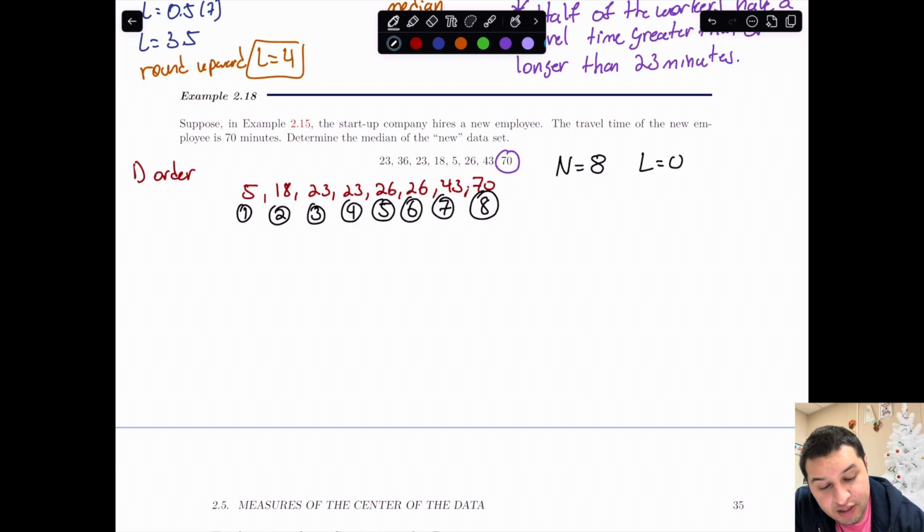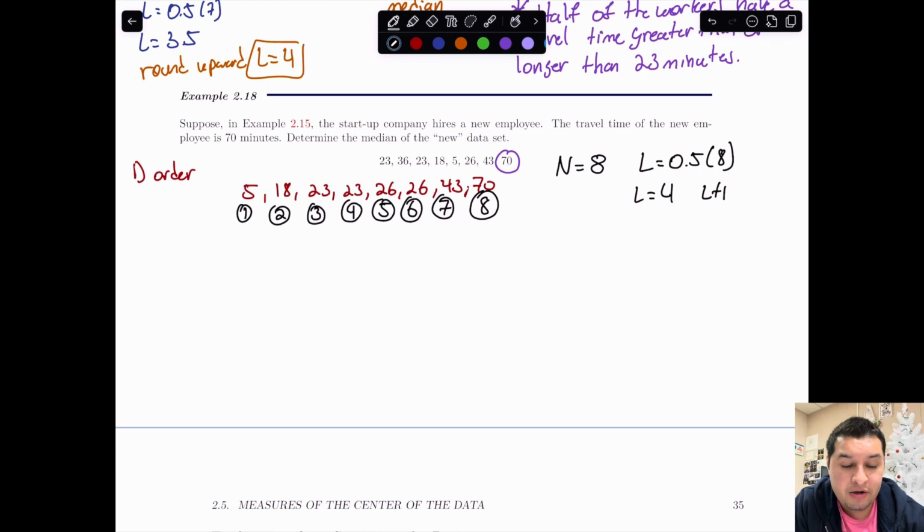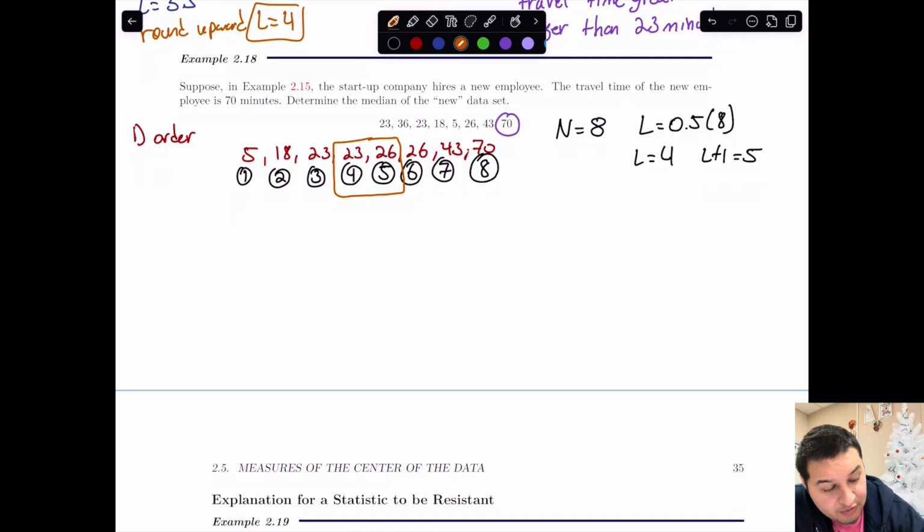Now my locator, once again, is 0.5 times the amount of data I have, which in this case is 8. So my L is actually 4. Remember that when we get a nice whole number here, we also have to find the one above it, which in this case, L plus 1, is 5. So we're going to take the 4th and 5th numbers, 23 and 26, and take the average of those. My median for this one is 23 plus 26 divided by 2, which is 49 divided by 2, which is 24.5.